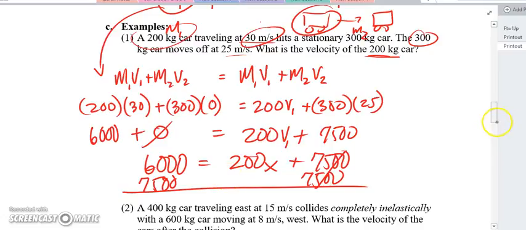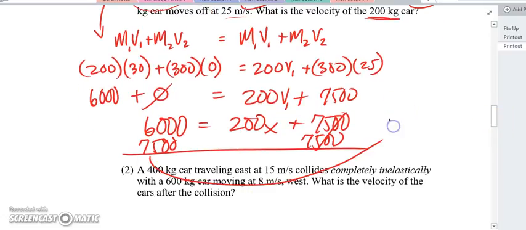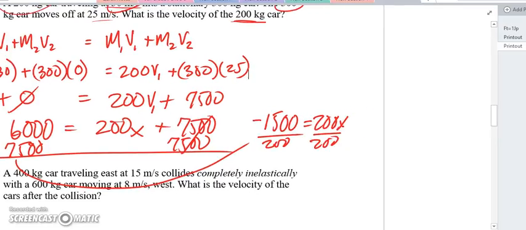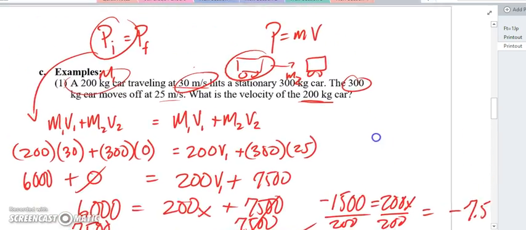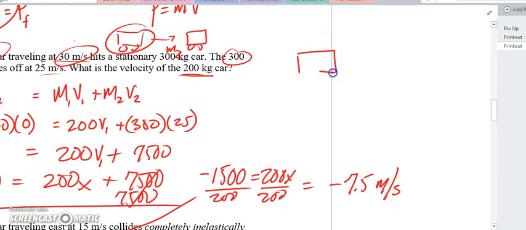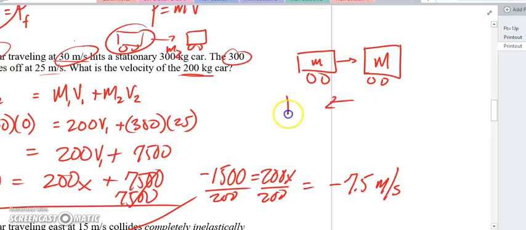And I'm going to move this over here. I get negative 1,500 equals 200x, and then divide both sides by 200. And I get negative 7.5 meters per second, which makes sense here because in real life what's happening is you've got a car which has a mass, and a larger car which is struck by that mass, and it bounces off of that car and ends up going in the opposite direction.